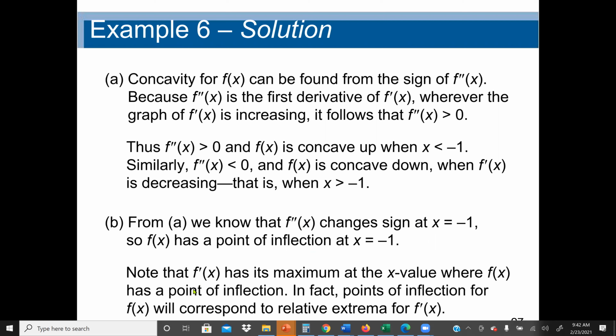We should note that the first derivative will have its maximum point, or the maximum at that x value, when f at s has a point of inflection. So a point of inflection is again where we have the change from up to down. Points of inflection for f at s will correspond to the relative extrema, either a relative maximum or minimum, of the first derivative.